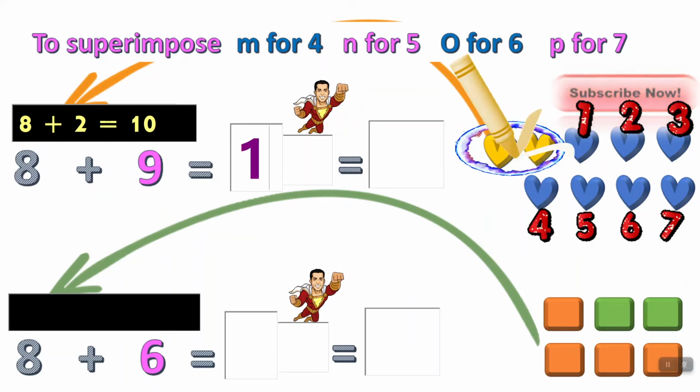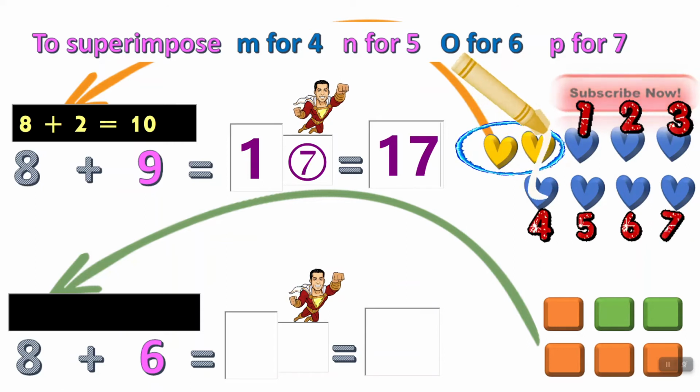So we write our 1 first. And to superimpose 7, we have P. Okay, so let's do that. Let's type P. And there we go. And we have 17. Interesting, right? Okay, so let's see what we have next.